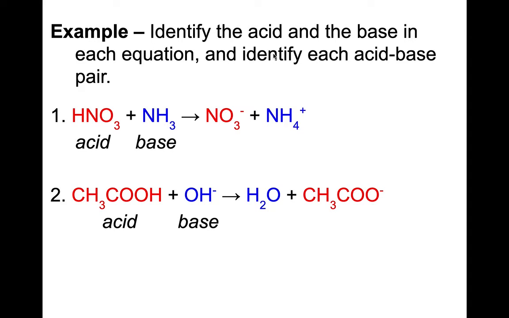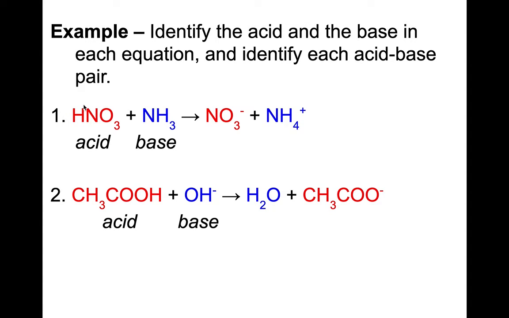Alright, so hopefully your work agrees with this. In the first example, we've got the HNO3 as our acid, and we know that because when we look over to the product side, we see that the NO3 is missing a hydrogen. So this was our proton donor. And the NH3 was our base, it was our proton acceptor. It gets one extra hydrogen on the product side.